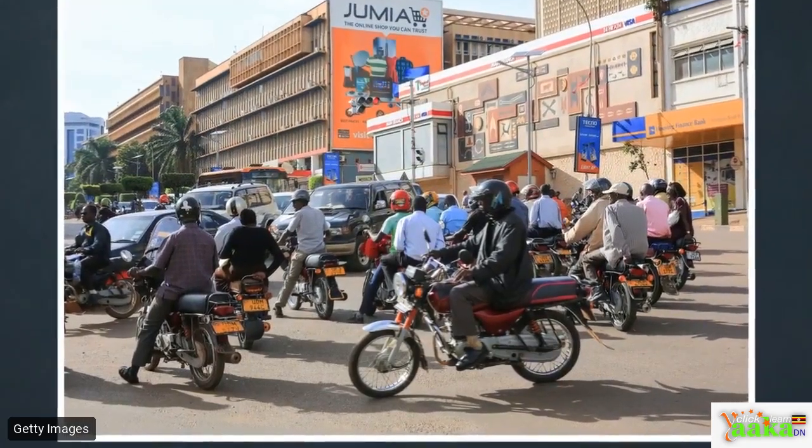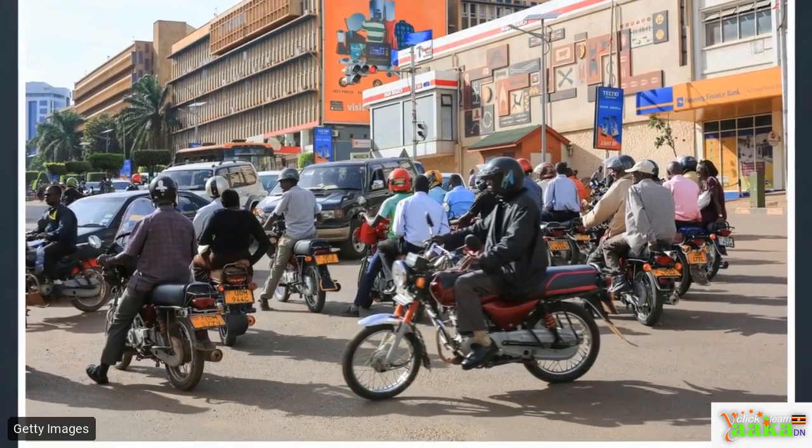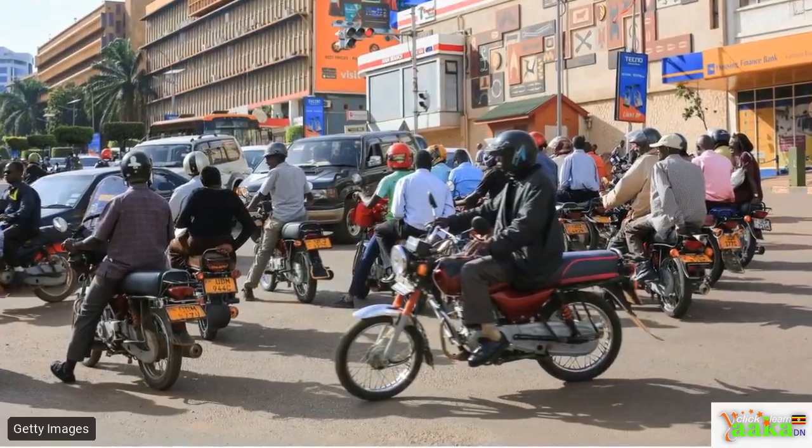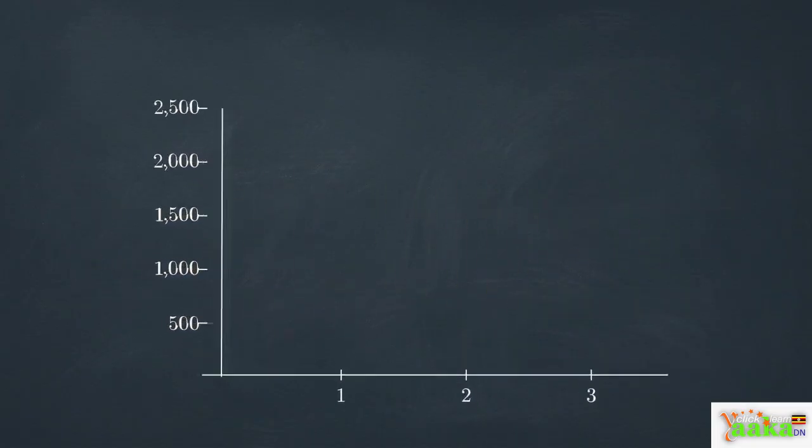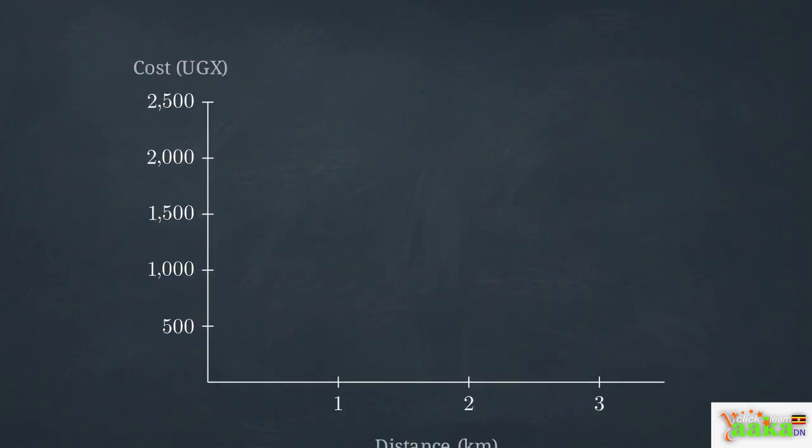Imagine you flag down a boda boda in Kampala. The rider tells you it's 1,000 shillings just to sit on the bike, and then 500 shillings for every kilometer you travel. If we map out this journey on a graph showing distance against cost, a clear pattern emerges.